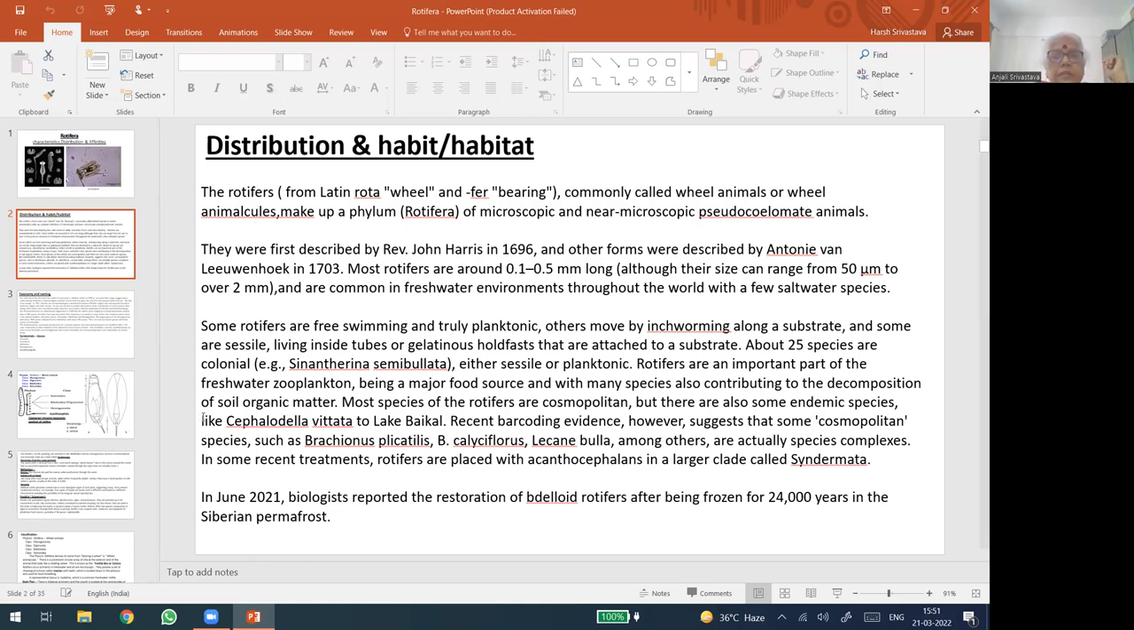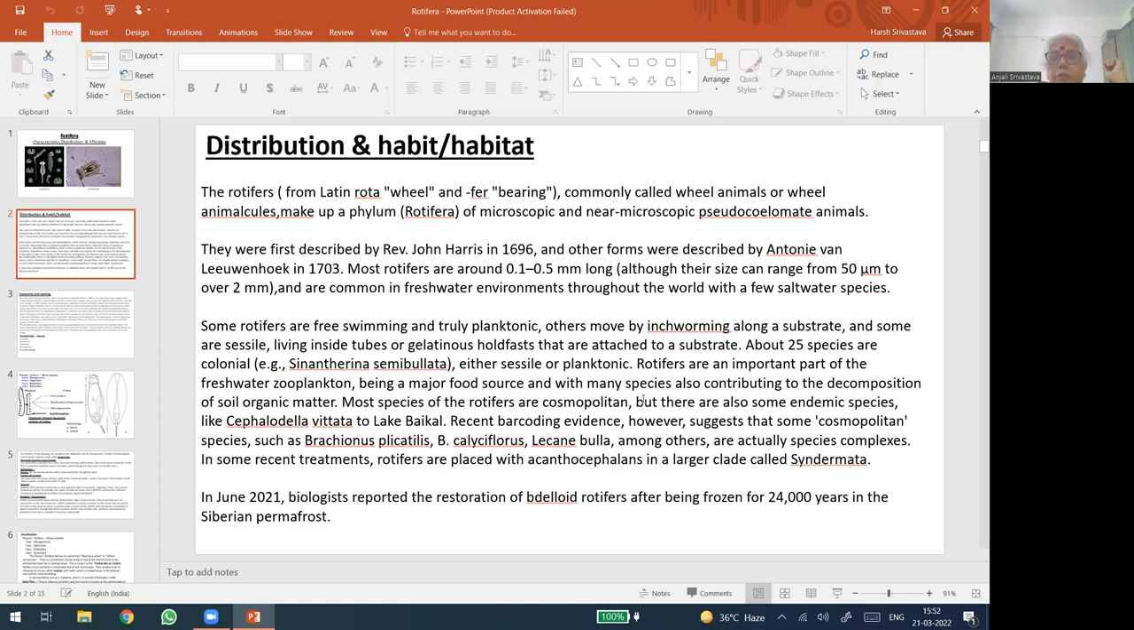Some are sessile, living inside tubes or gelatinous holdfasts that are attached to a substrate. Zyadatar ye planktonic hote hain, free swimming hote hain, but bahut sare sessile bhi hote hain, kuch tubes mein rehte hain. About 25 species live in colonies, that is, colonial forms are also there. An example is Sinantherina semibullata, either sessile or planktonic. Rotifers are an important part of the freshwater zooplankton, being a major food source, and many species also contribute to the decomposition of soil organic matter. They are generally used in fisheries or in aquariums. They are used to clean water bodies.